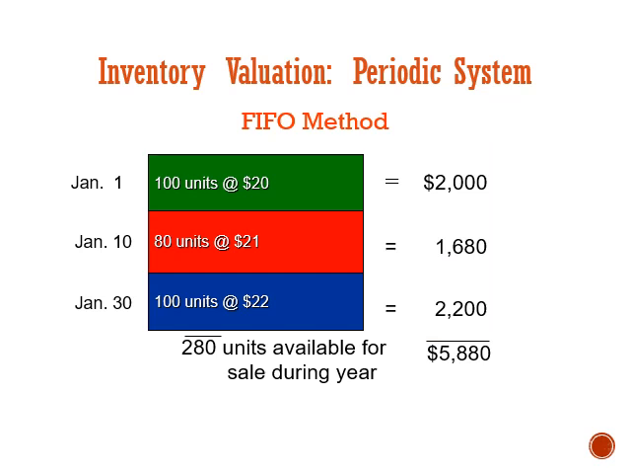First, for the FIFO method. We know that at the beginning we have 100 units of inventory at $20, and on the 10th and 30th we have purchases at $21 and $22 per unit respectively. So for the period, we have 280 units of goods available for sale with a total cost of $5,880.